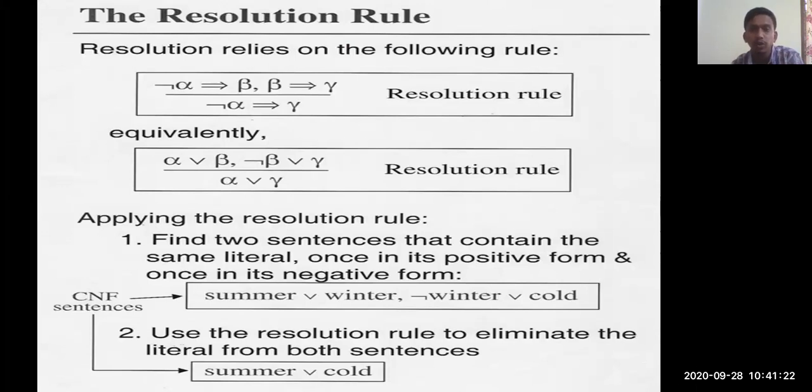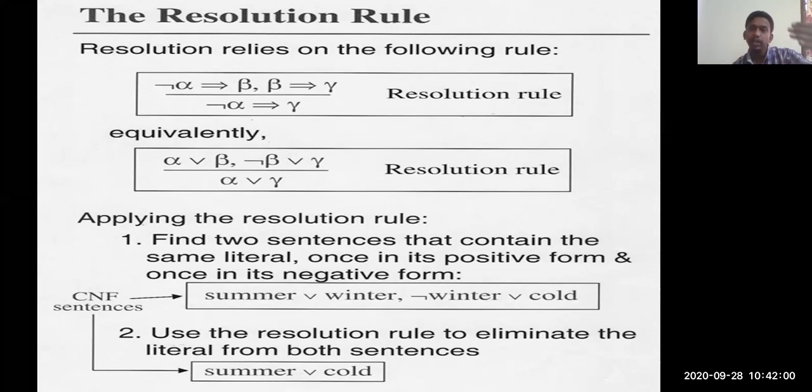So what is the resolution rule here? Here you can see in the first box, negation of alpha implies beta, comma, beta implies gamma. So finally you're getting a conclusion that negation alpha implies gamma. That is your solution. Okay. So equivalently you can convert it to your conjunctive normal form as alpha or beta, comma, negation beta or gamma. That is, implication is converted to your CNF, that is the or form. That is what is called your resolution rule.